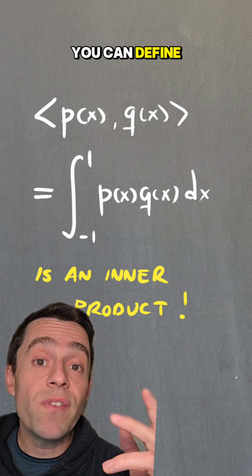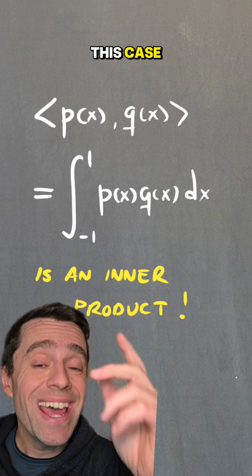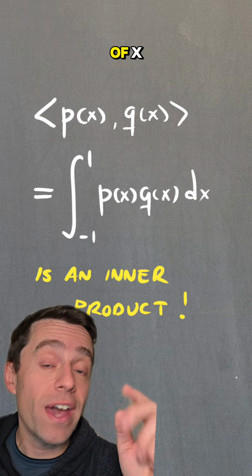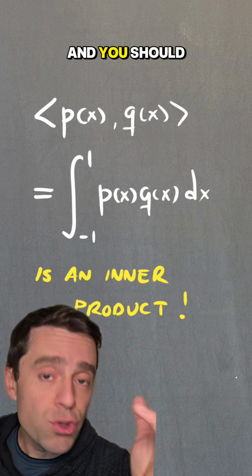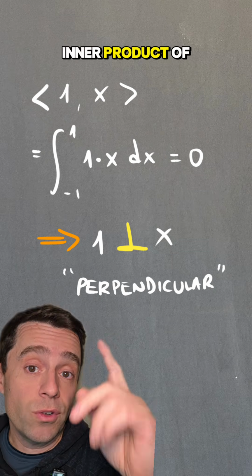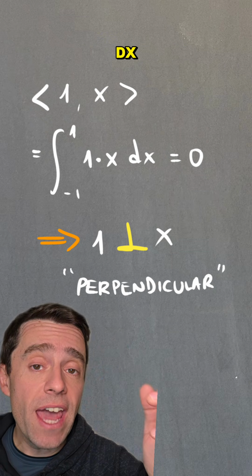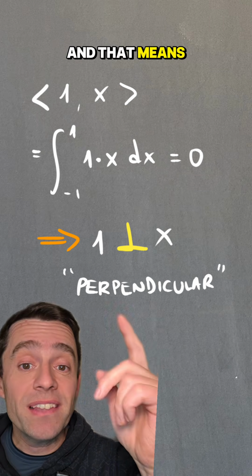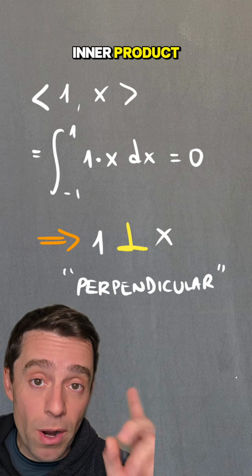For example, you can define the inner product of two vectors, two polynomials in this case, as the integral from -1 to 1 of the product of p of x times q of x dx. This satisfies all the properties of an inner product, and you should check that it satisfies those properties. For example, if I do the inner product of 1 and x, then I'm doing the integral from -1 to 1 of x dx, which is an odd function, so that integral is 0. That means that the vector 1 and the vector x are perpendicular with respect to this inner product.